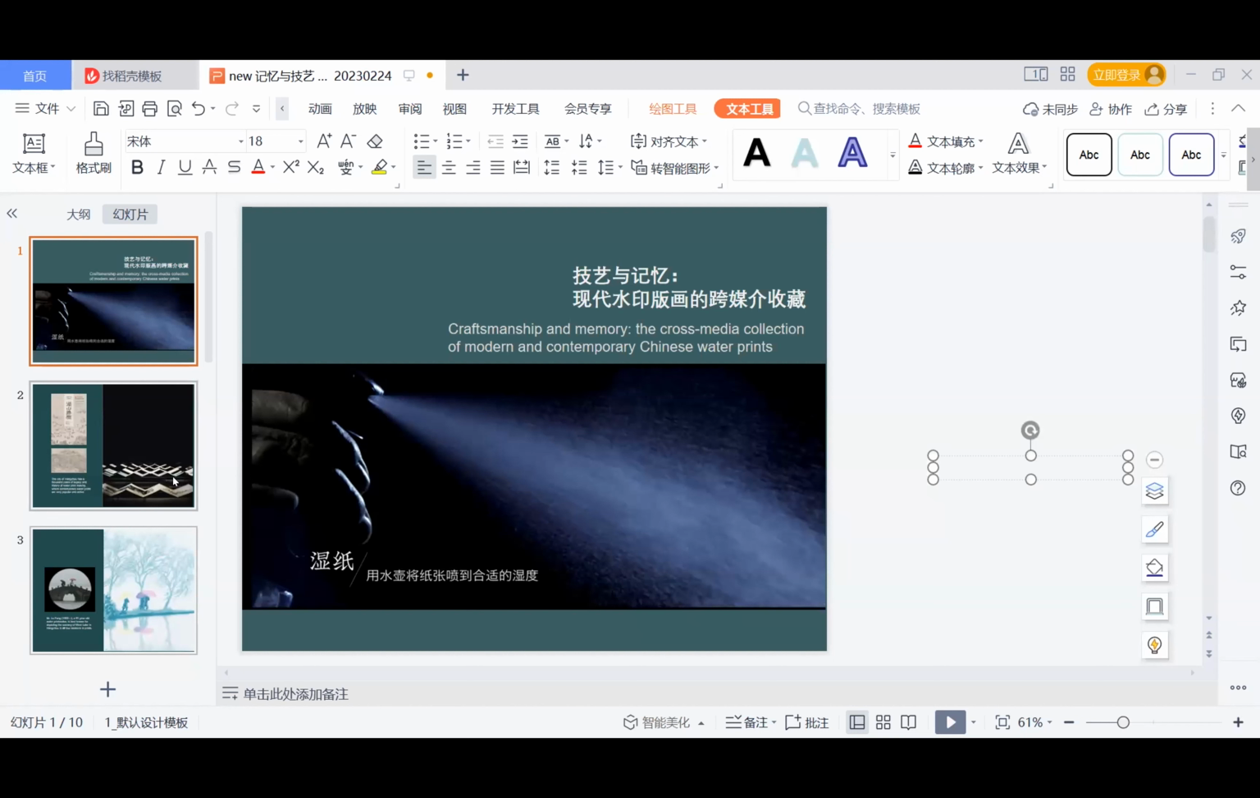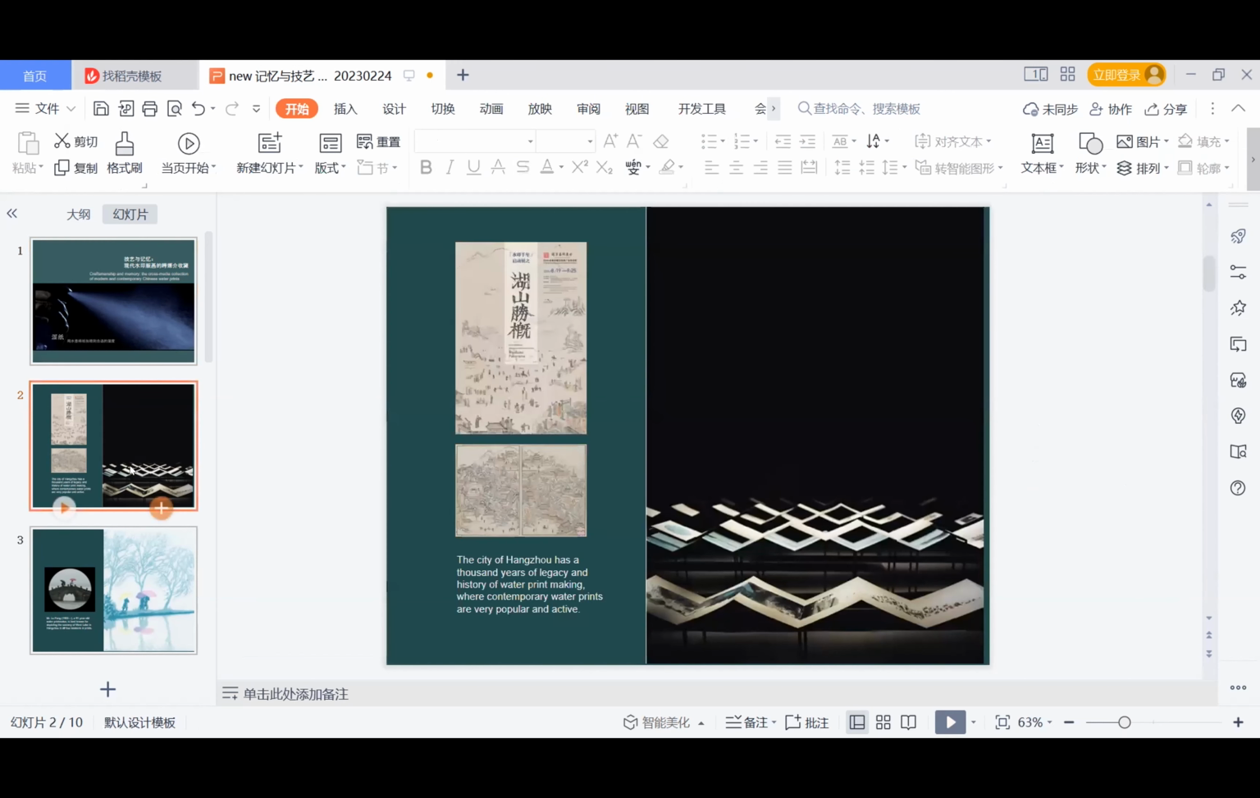My name is Liu Ying. The topic of my presentation today is craftsmanship and memory, the cross-media collection of modern and contemporary Chinese water prints. Just to add a bit of background, craftsmanship or technique and memory in Chinese are homophonic. Water is the key medium which forms the essential characteristic of Chinese water prints, shuiyin. They reflect the ancient cultural belief of the Chinese where man and nature unite in harmony.